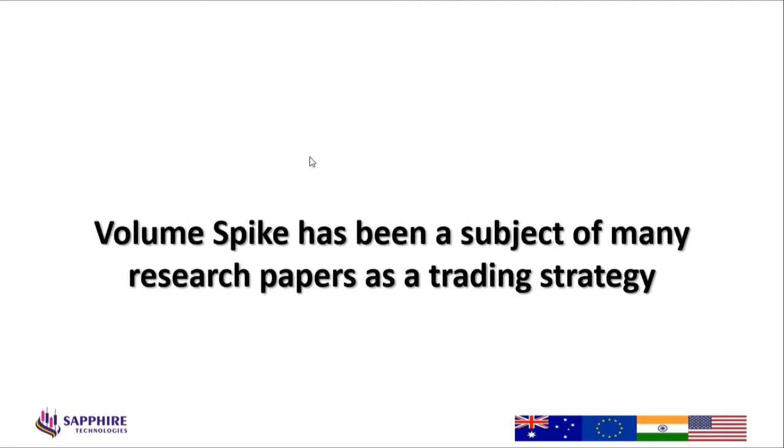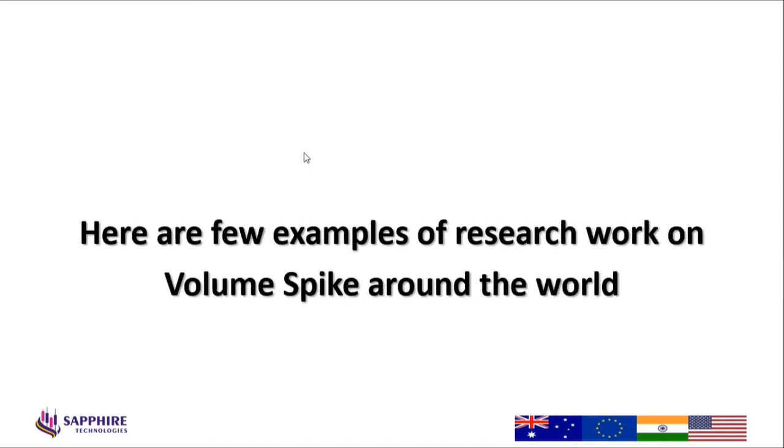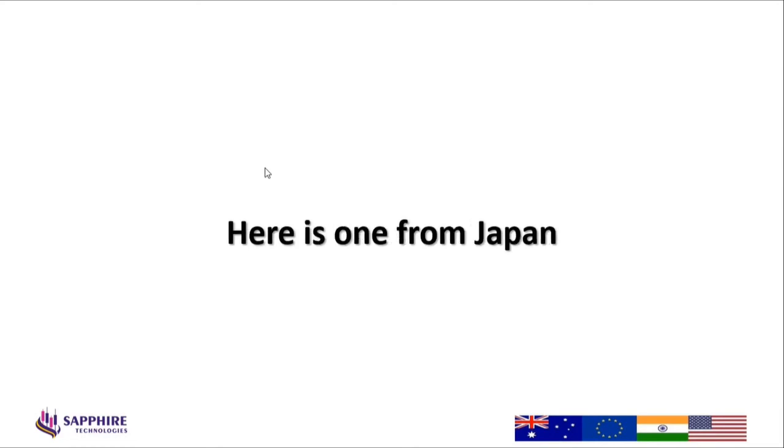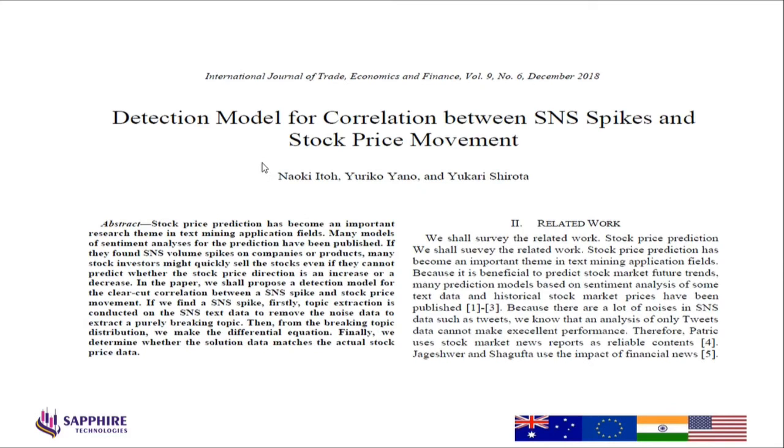Volume spike has been the subject of many research papers, because it's very important information that traders around the world would like to use. So it has been a subject of a lot of research around the world. I'm just pulling together a few examples for you to read whenever possible, just for the purpose of information. For example, here is one from Japan. You can note it down, or have a look at the paper. It's available in the public domain. You can download it from the internet to read.